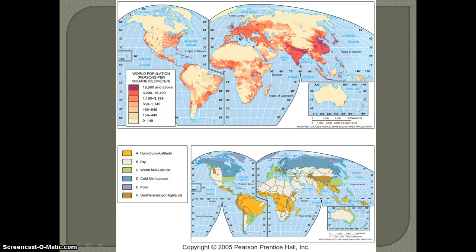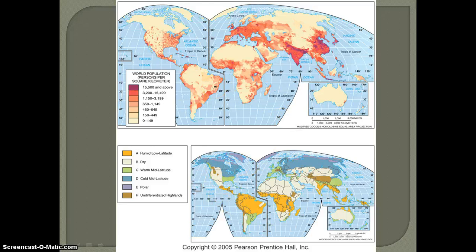It's not necessarily part of our conversation today. But there's something to be said for these places of the world having more hospitable environments for humans and larger populations. And you can associate these population clusters with the climatic map down here at the bottom.